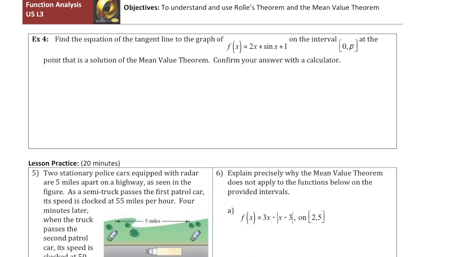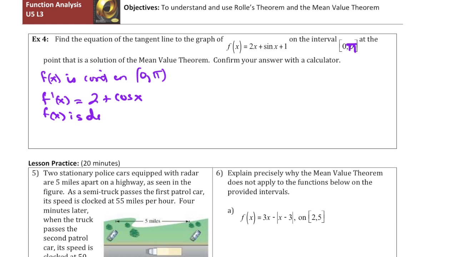So for example 4, we're going to find the equation of our tangent line to the graph of f of x. We're going to be on the interval [0, pi], and we want to know the point where we have a solution to the mean value theorem. So let's talk about the conditions. f of x is definitely continuous on our interval 0 to pi. If we take a derivative, f prime of x is going to be equal to 2 plus the cosine of x. And this also means that f of x is differentiable on [0, pi].